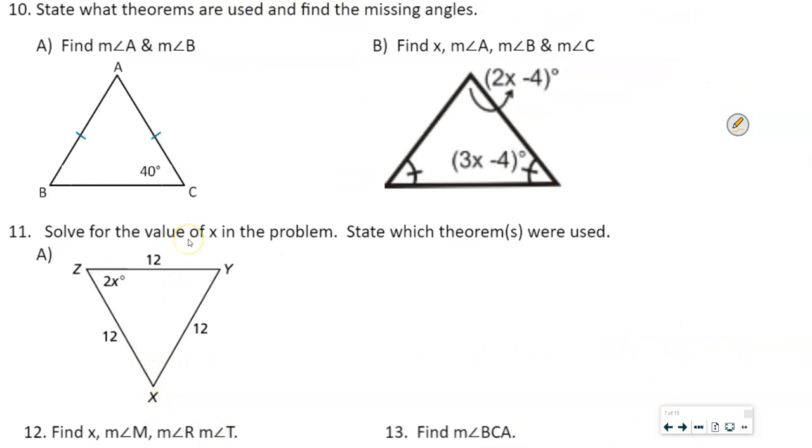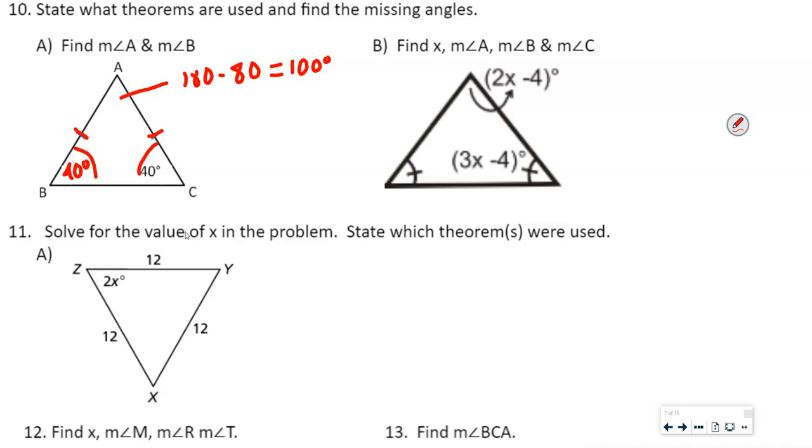Then it says state what theorems are used to find the missing angles and find the missing angles, right? So we're going to find the missing angles. You should notice that these sides are congruent. That means these angles are congruent, right? So that means this has to be 40. 40 plus 40 is 80. And so we're going to find this angle by doing 180 minus 80. And that's 100 degrees. So the measure of angle A was 100 degrees. The measure of angle B was 40.